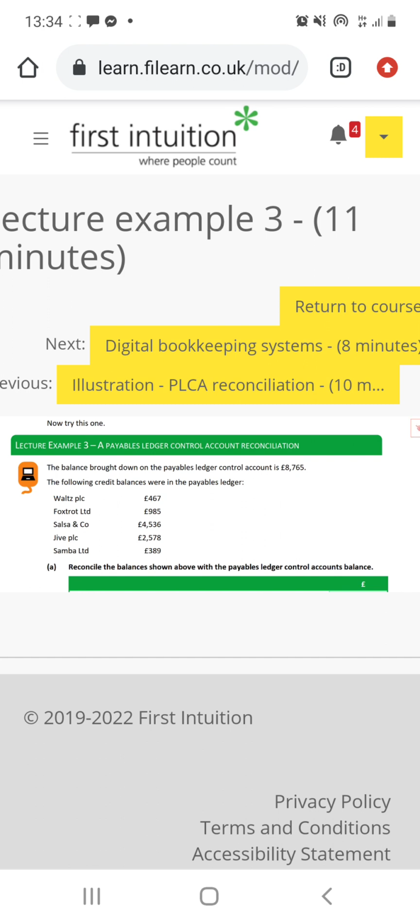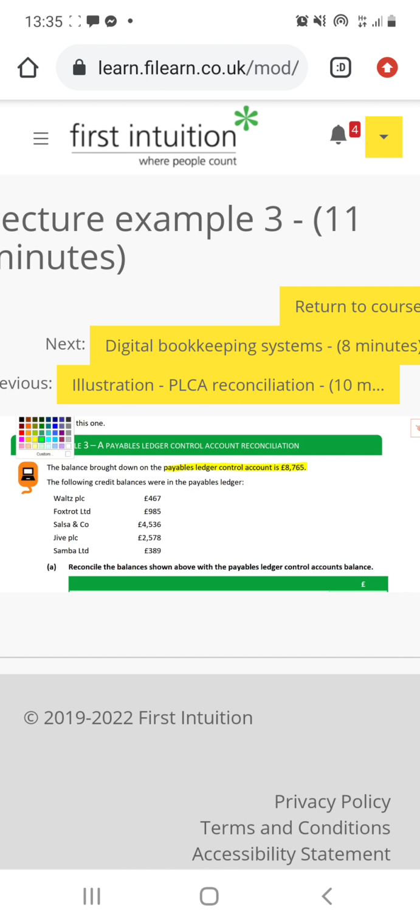So, what we've got here then is starting off by telling me that the balance brought down on the payables ledger control account is 8765. Okay, so remember that is our T account, that's our general ledger account where all our debits and credits are. That's the total we owe all the suppliers. We just don't know who we owe, it's just that's the total.